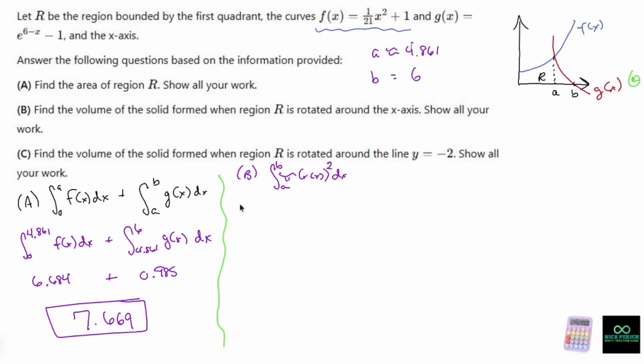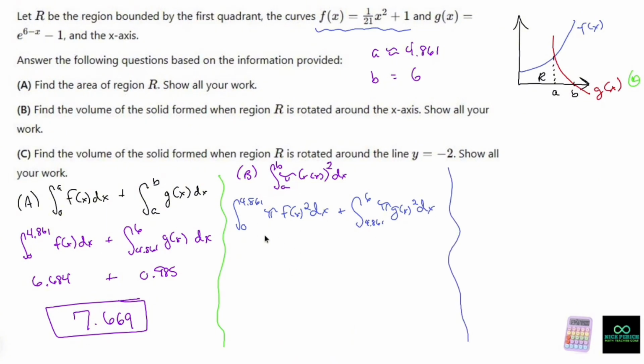So I'm going to write out from 0 to what I know now is 4.861. I'm going to put pi in front of it, pi times f of x squared dx. And then I'm going to add from 4.861 to 6, pi times g of x squared dx.